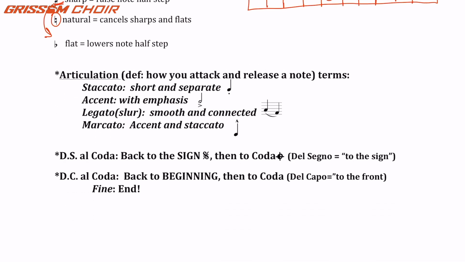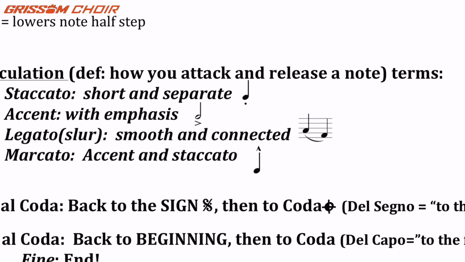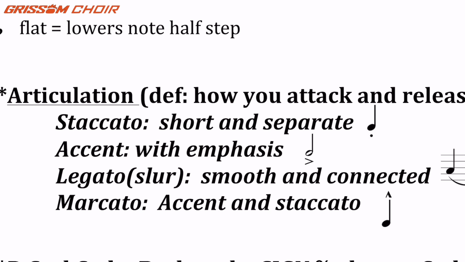Going on to some articulation terms. Remember, articulation is how you attack and release a note while singing. We have staccato. Staccato is identified by a dot below or above the note. It means to sing short and separated. An accent, which has a small greater than symbol below it or above it, means with emphasis.